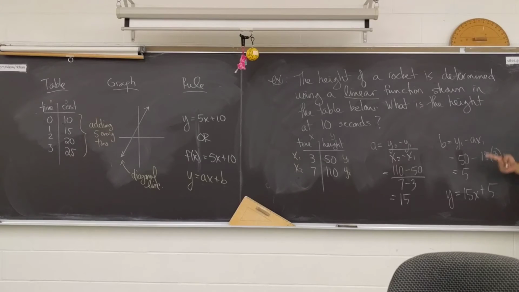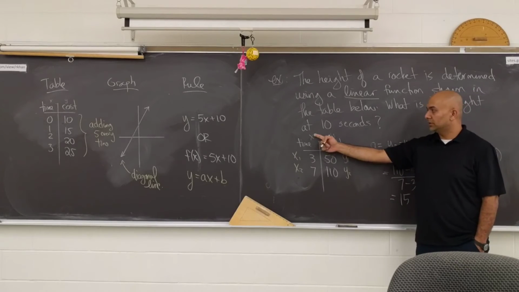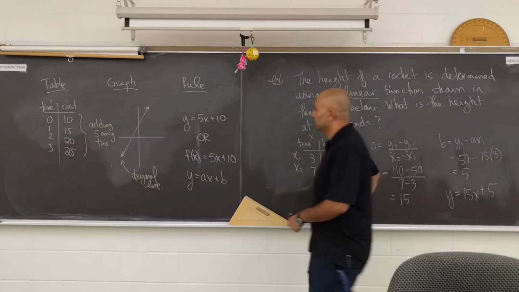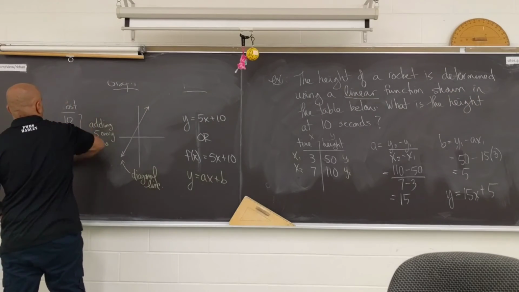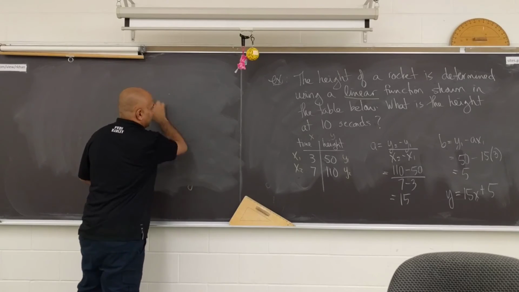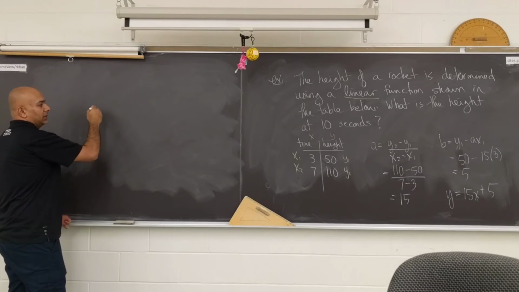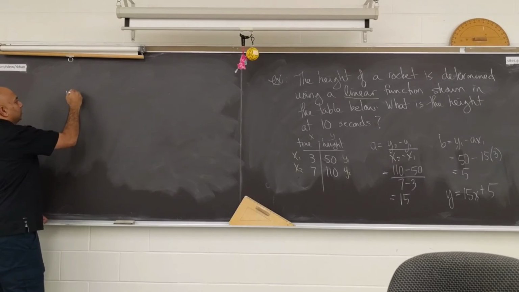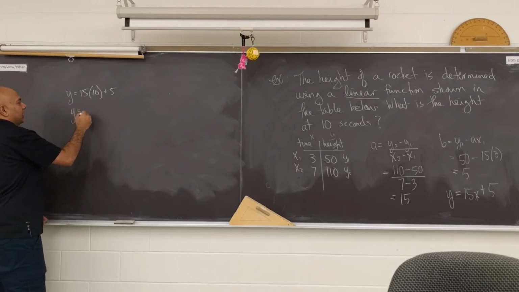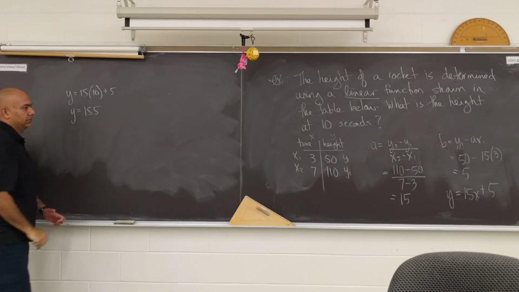Because now that we have a rule, the 10 seconds is your x. Remember, time is your x here. So this 10 seconds is an x value. Let's put the 10 right in there, and we can find the height. Because I'm running out of space, I'll do it over here. So at 10 seconds, y is equal to 15 times 10 plus 5, which gives me an answer of 155. That's your final answer.